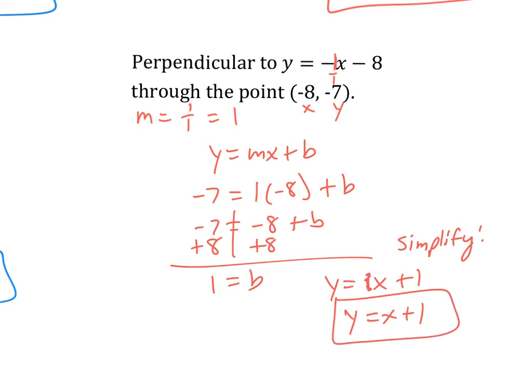So quickly, just to summarize, writing an equation that is perpendicular to a given line through a particular point is really mostly the same as parallel. The only difference is that for the slope, you don't use the same slope, you use the opposite reciprocal. So you find that first by taking the opposite reciprocal of the slope that you're given.